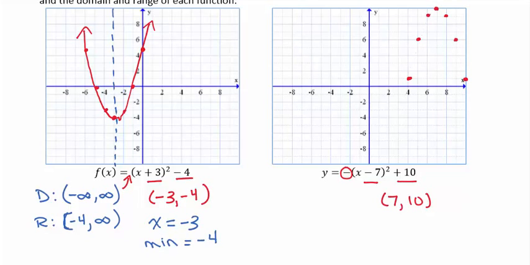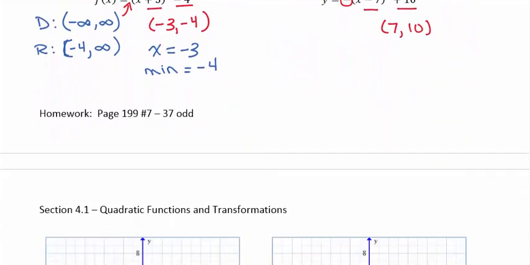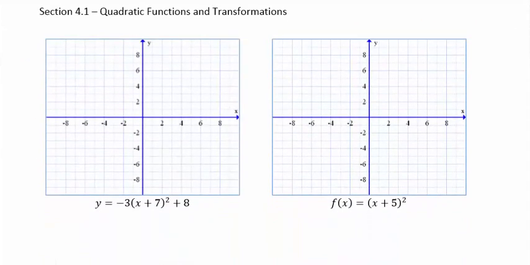And then I can fill in the parabola. Alright, we get to something a little different here. So vertex at negative 7, 8.